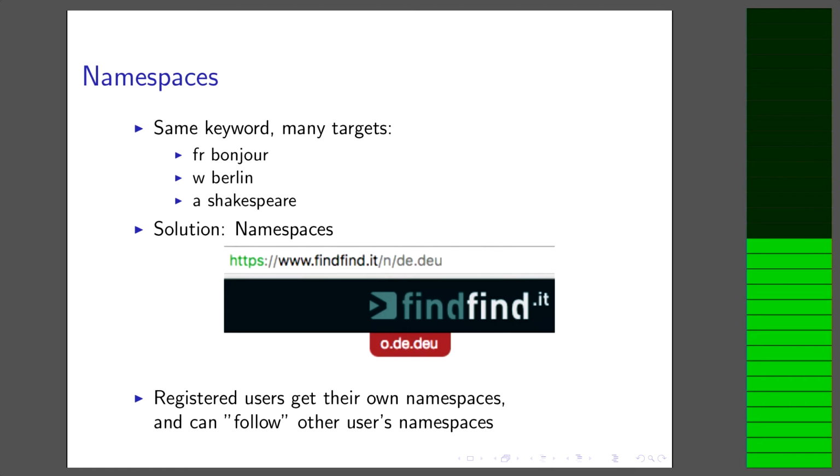Registered users get their own namespaces, so if you register, you can set up all your keywords in your namespace. And even other users can follow your namespace. So a use case for that could be you're at a company, you set up some shortcuts for the company's wiki, and then your colleagues can follow your namespace and can benefit from your constant maintenance of these shortcuts.